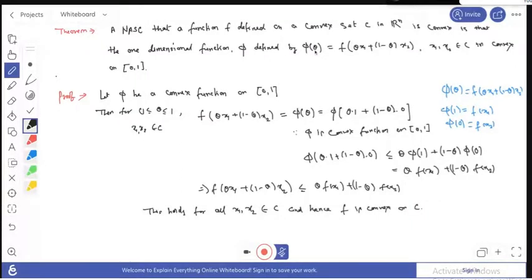Since φ is a function of θ, if we take any θ1, θ2 which belong to this interval [0, 1], and any parameter α which lies between 0 and 1, we are trying to prove that φ of αθ1 + (1 − α)θ2 is less or equal to that thing. So this means φ is a convex function. The converse part we prove on the next page.